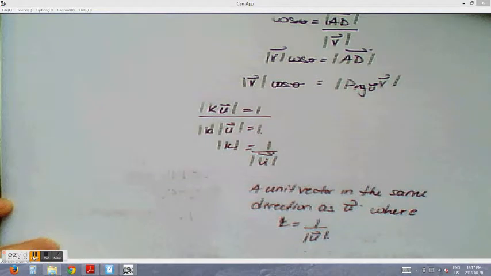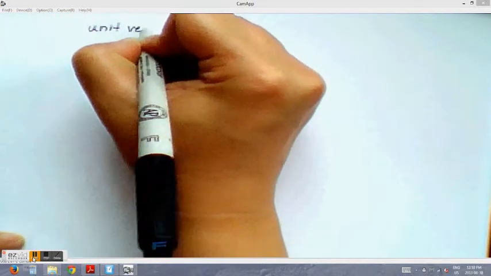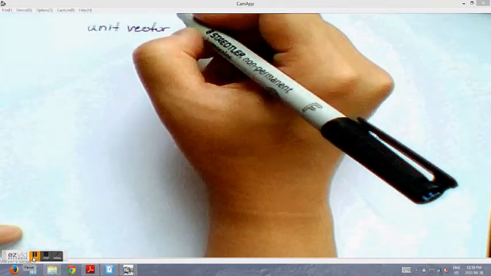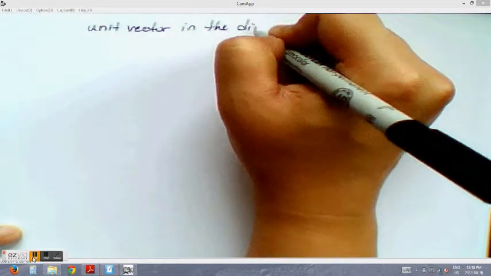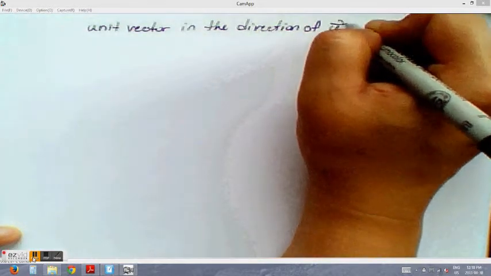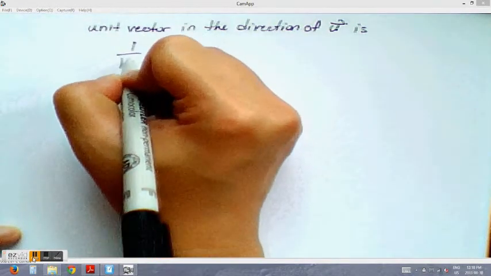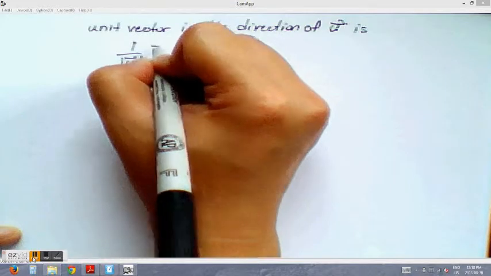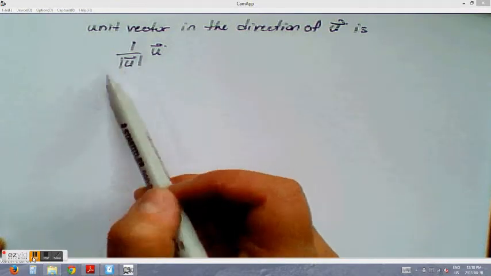So we can then conclude that the unit vector in the direction of U is 1 over the magnitude of U times U. Basically, in order to get the unit vector, we're dividing by the magnitude of U, of the vector.